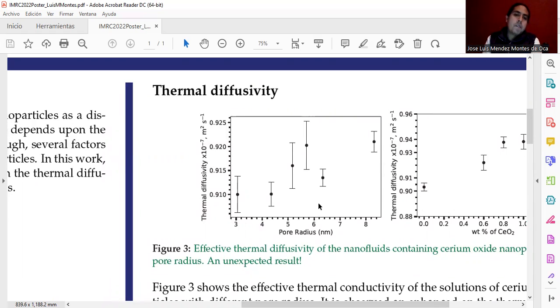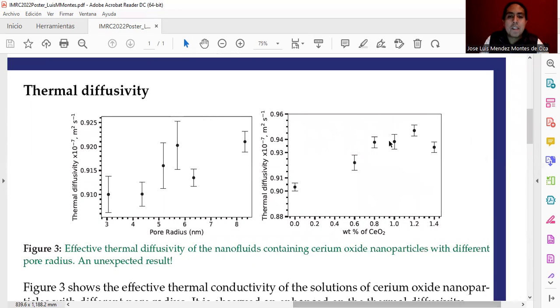Here we have the plot of thermal diffusivity versus pore radius of the nanofluids. We can see that the thermal diffusivity increases as the pore radius increases. This is unexpected, as the thermal diffusivity or thermal conductivity of solid materials in bulk usually decreases when the porosity increases. In this case, we have seen something different.